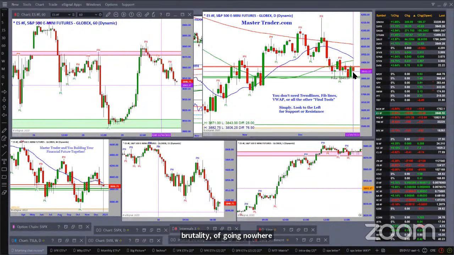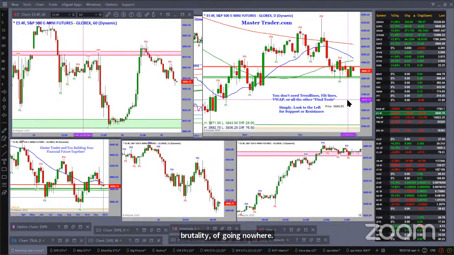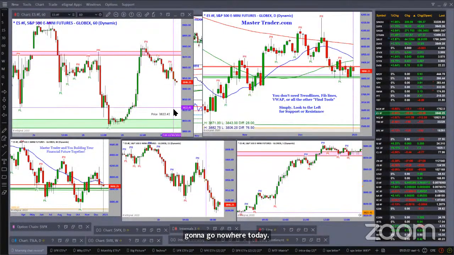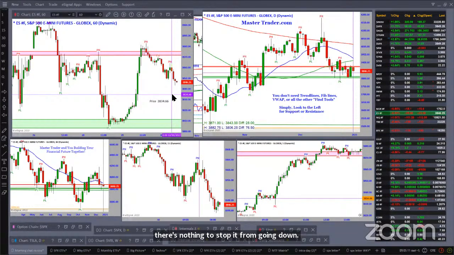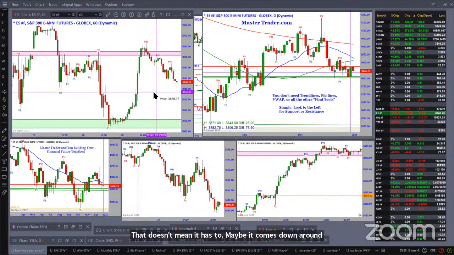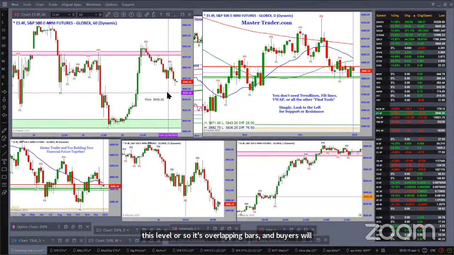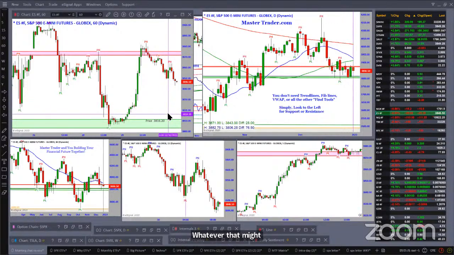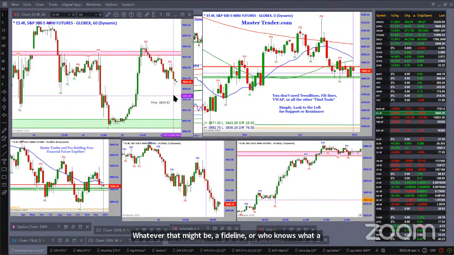So now, we've got this little down bar here, and odds are it's going to go nowhere today, I assume, as things are pulling back here. There's nothing to stop it from going down. That doesn't mean it has to. Maybe it comes down around this level or so, these overlapping bars, and buyers will step up on some subjective reference point, whatever that might be, a fib line or who knows what, a whole number, maybe 50% of that bar.